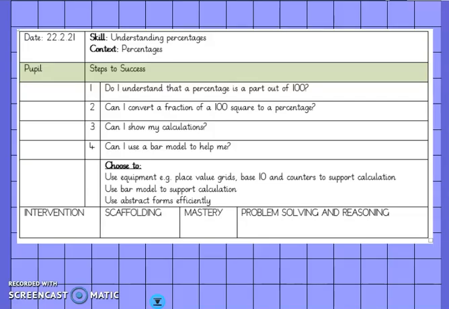Firstly, I'd just like you to take a look at your success criteria that you've got in front of you. So, first on the steps is, can you understand that a percentage is part out of 100? Number 2 is, can you convert a fraction of 100 square to a percentage? Number 3 is about making sure you can show your calculations, which needs to be in your book. Remember, it's 1 digit per square. Number 4 of your steps to success is, can you use the bar models provided to help you?